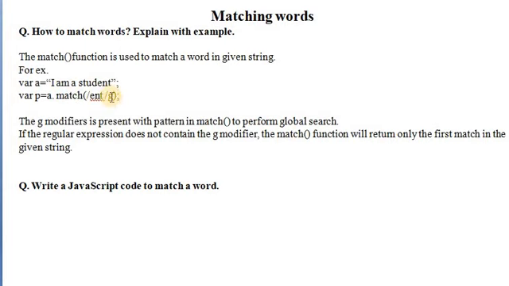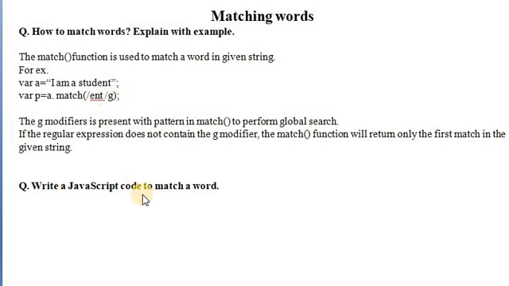Here g is the modifier, meaning the g modifier is present with the pattern in match to perform a global search. If the regular expression does not contain the g modifier, the match function will return only the first match in the given string.